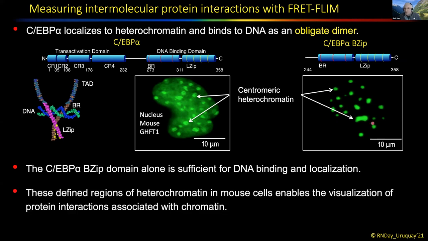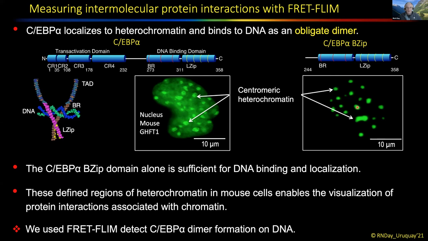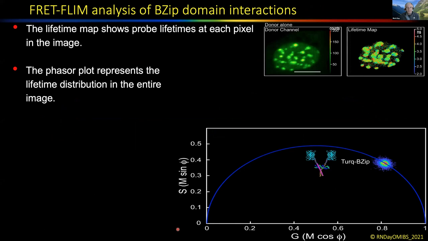Because it localizes to these regions of heterochromatin, and it's an obligate dimer when it's bound to DNA, it allows us to detect interactions of these transcription factors when bound to DNA inside the living cell nucleus. So we're using FLIM initially to identify the dimerization of CEBP alpha.